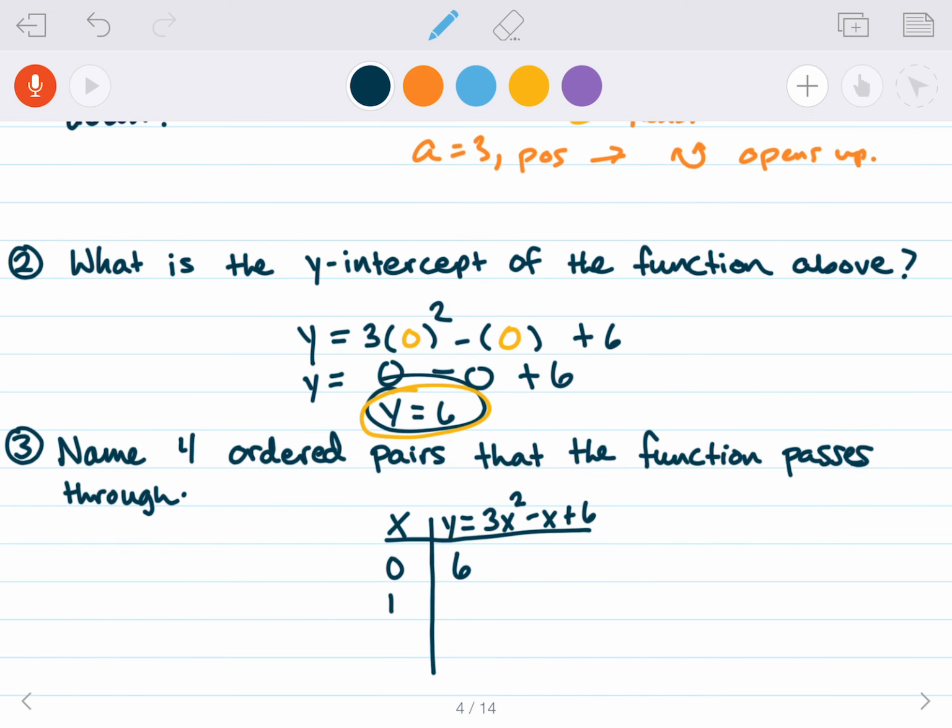When x is 1, what is y going to be? Well, y is going to be 3 times 1 squared minus 1 plus 6. Anywhere I see an x in my function, I'm plugging in my input variable 1. And just evaluating. So 3 times 1 squared is going to be 3, right? 1 squared is 1. So we get 3 minus 1 plus 6, and that's going to equal 8. All right. So if I plug in 2 this time, I get 3.